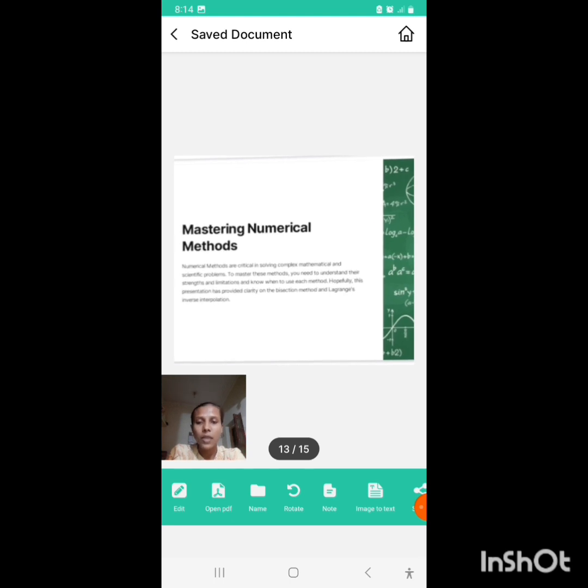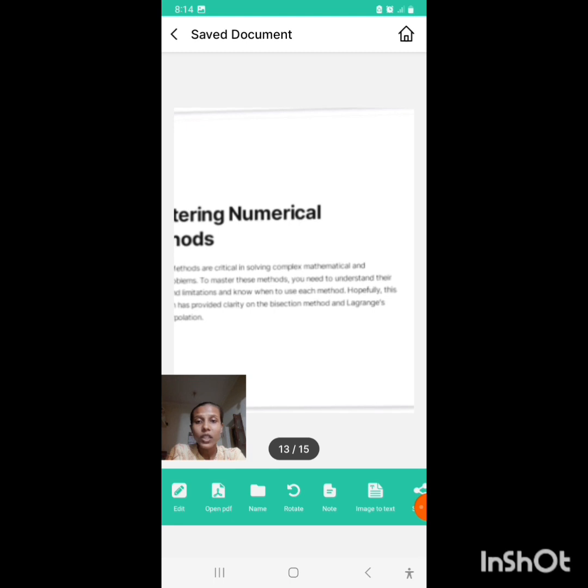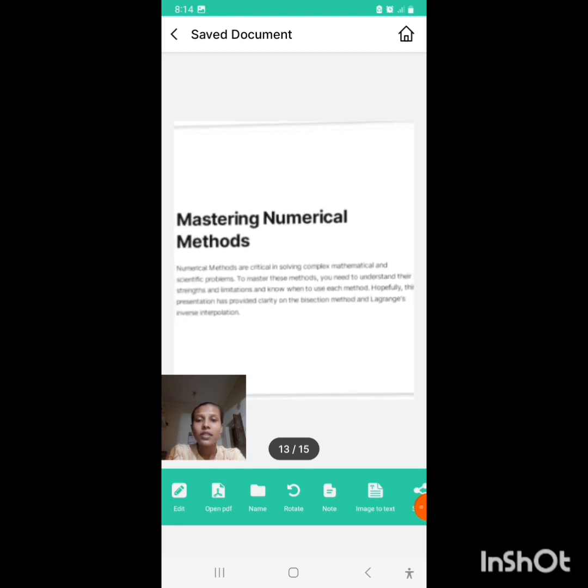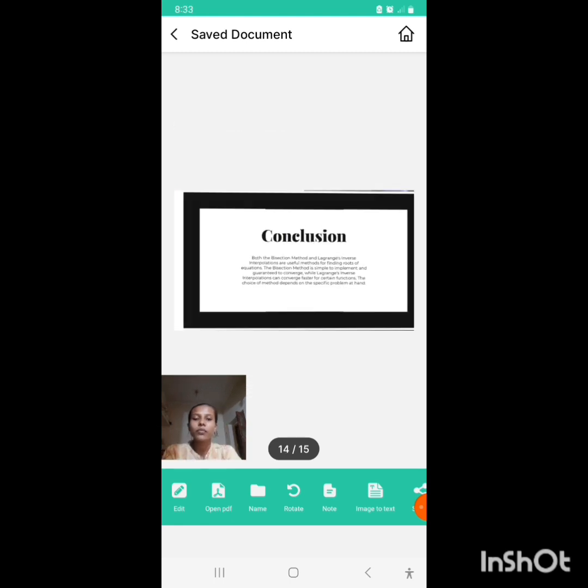Mastering numerical methods. Numerical methods are critical in solving complex mathematical and scientific problems. To master these methods, you need to understand their strengths and limitations and know when to use each method. Hopefully, this presentation has provided clarity on the bisection method and Lagrange's inverse interpolation.